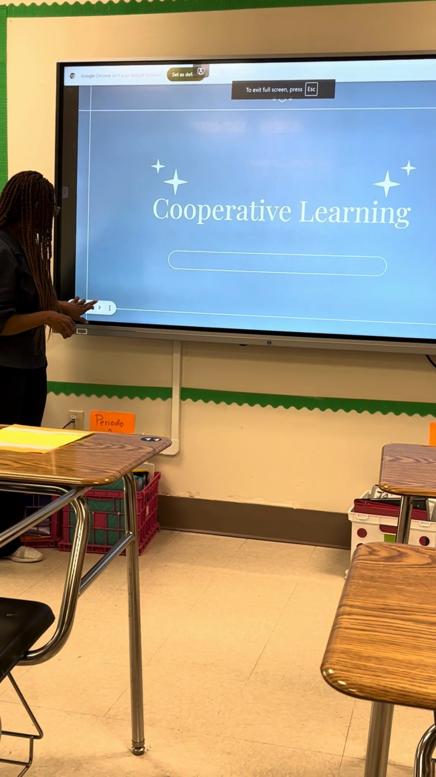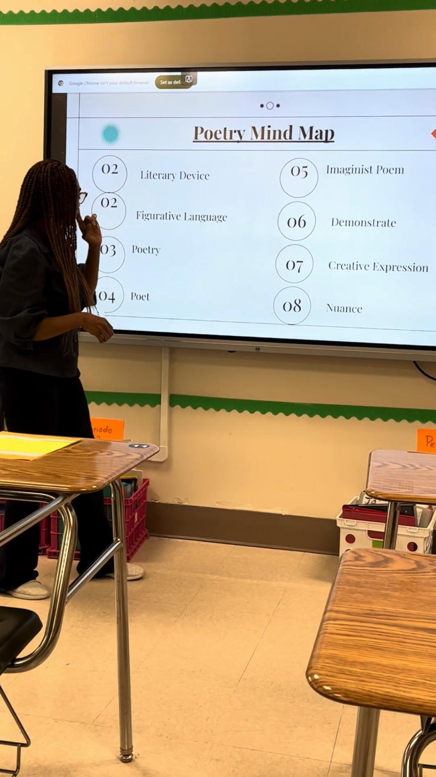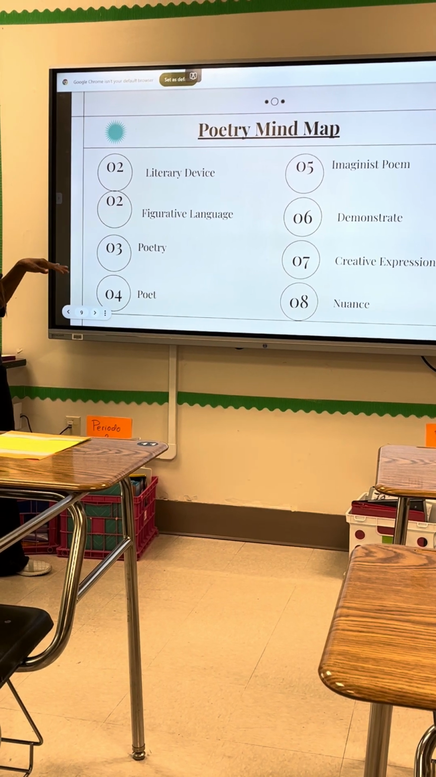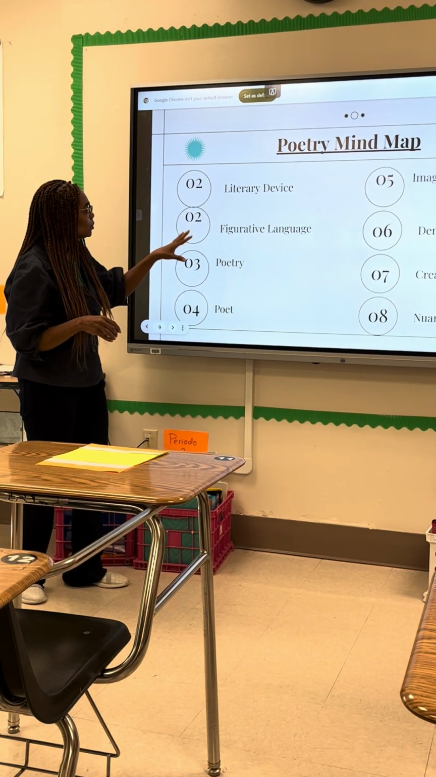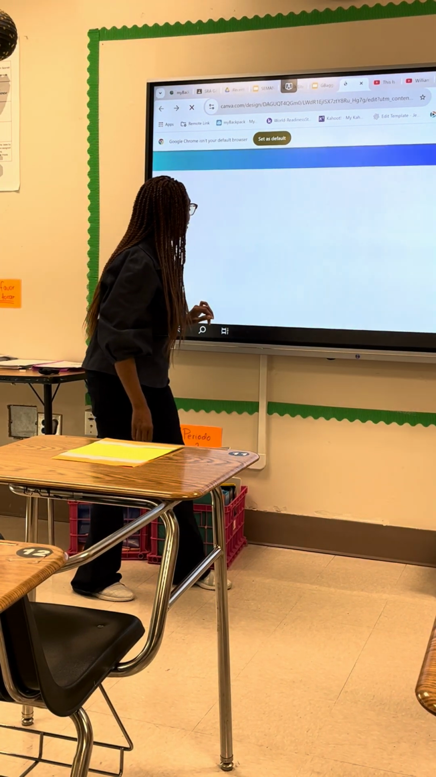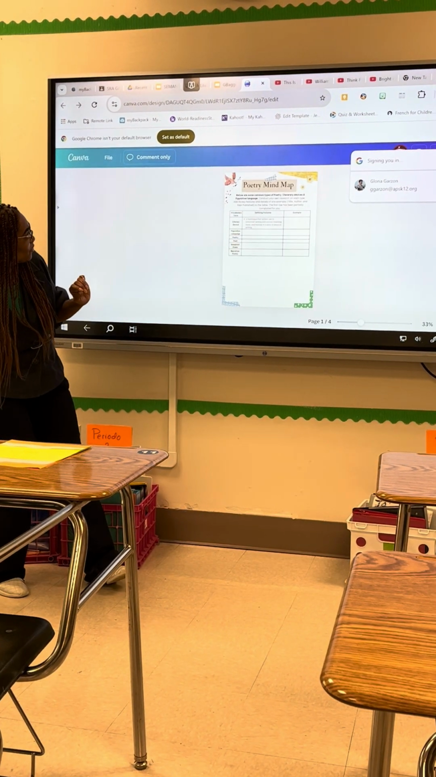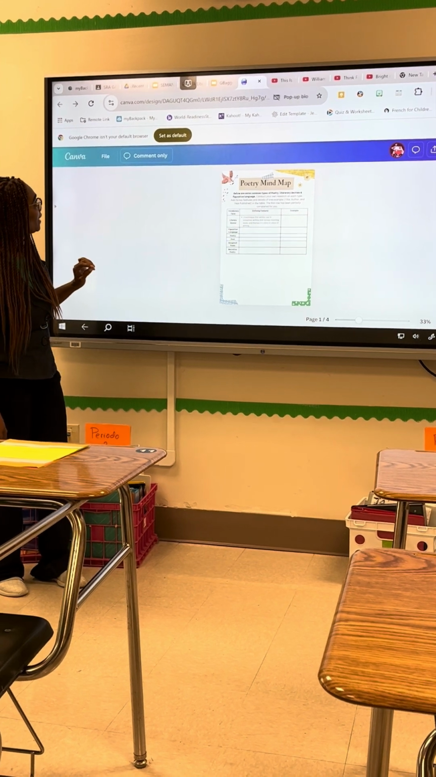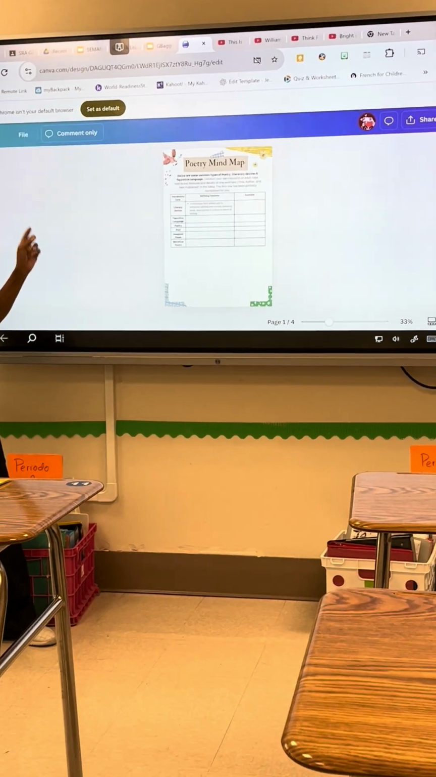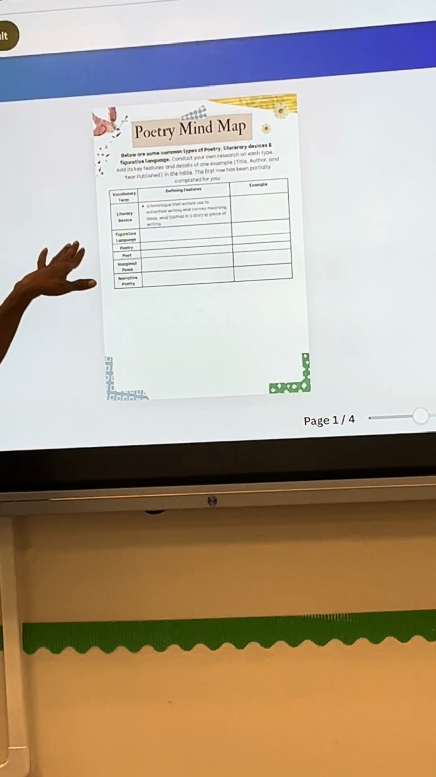All right, so now we're going to do some group work. I have a poetry mind map here, and you're going to work in groups of 4 for just a few minutes. And I want you to look up some literary devices. I've done one for you. Let's bring it into focus. Great, it's into focus. So here's one that I have started for you. It's on Canva. You can access it through your Google Chromebooks. And I started that very first one partially.